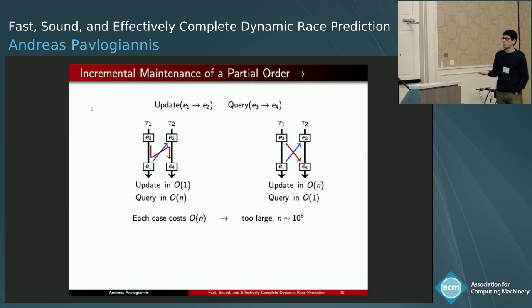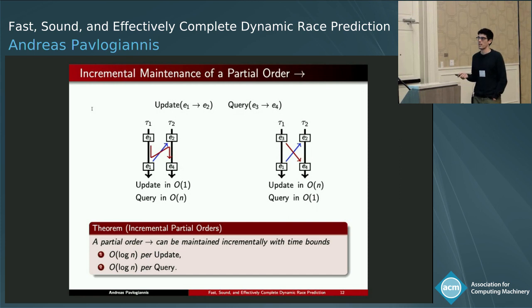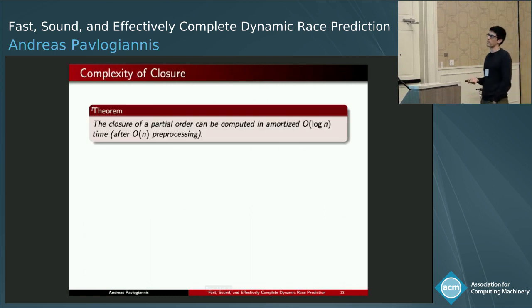So the way we're solving this challenge in the paper is by developing a data structure which can maintain incrementally a partial order by only spending logarithmic time per either operation. And this is a complexity that is much more suitable for dealing with such large inputs. Fine, so we can now use this data structure to compute the closure of a partial order. And this is an operation that can be performed in amortized logarithmic time per edge insertion that you're making, so per strengthening that you're making in your partial order.